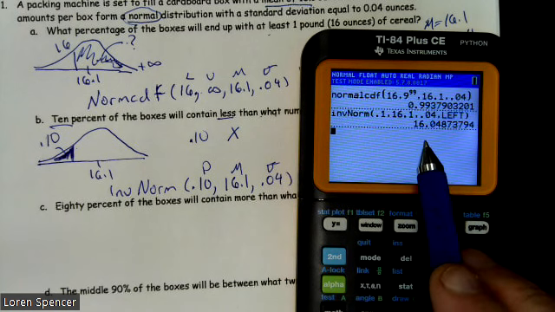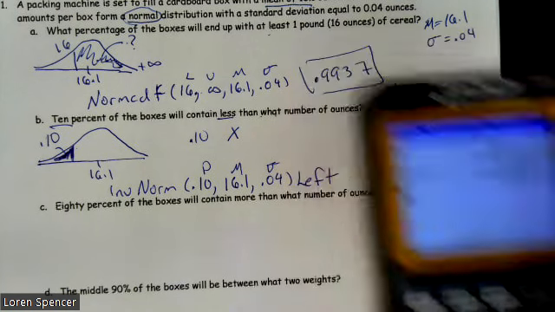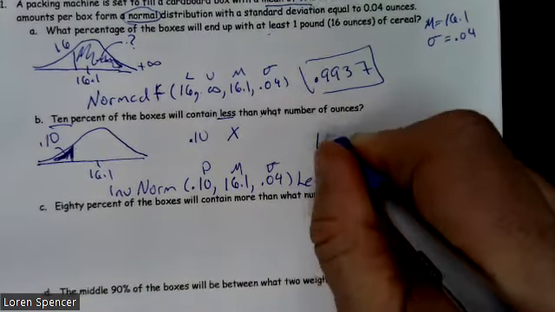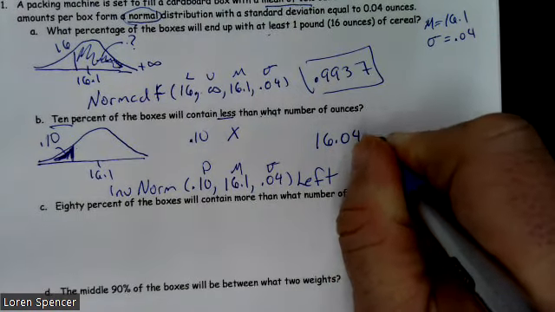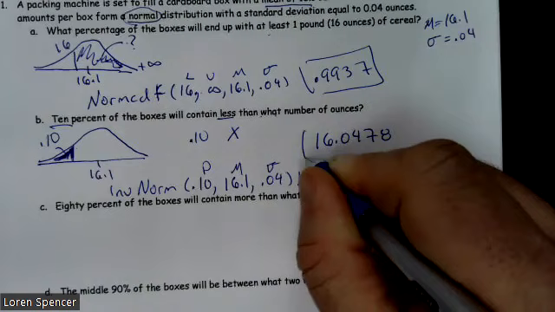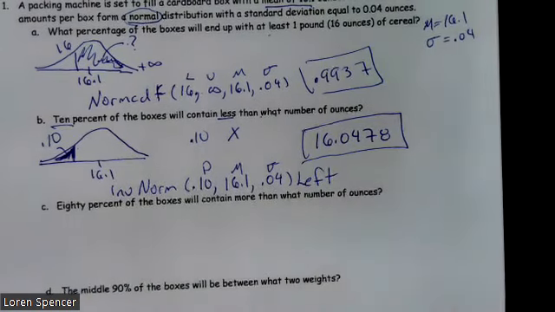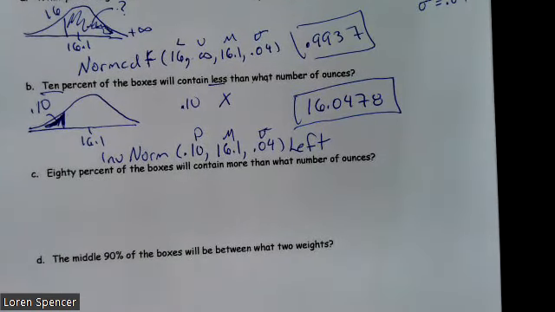And we end up getting 16.0487. And that will work. 80% of the boxes will contain more than what number?